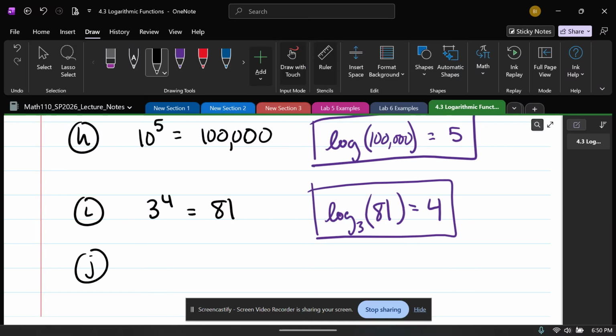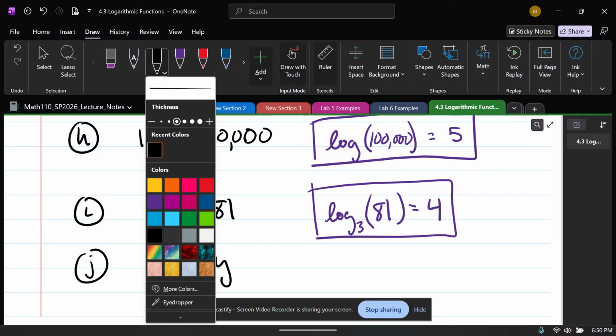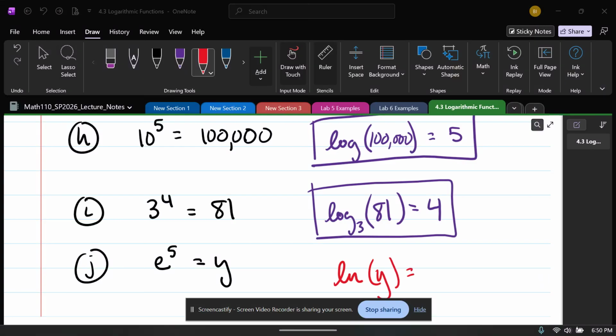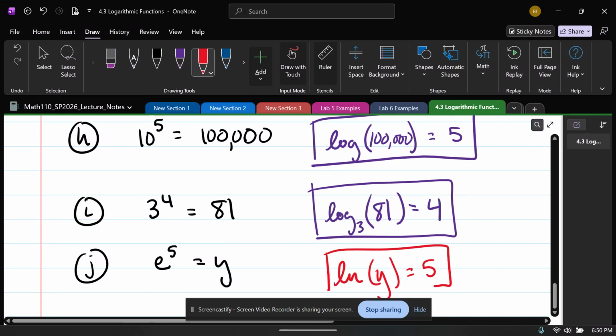Let's say we had e to the 5th equals y. I don't remember what the number e is, but it's a base e. So what is the logarithm that's base e? ln, or we can say natural log, ln of y equals 5. Natural log of y equals 5.